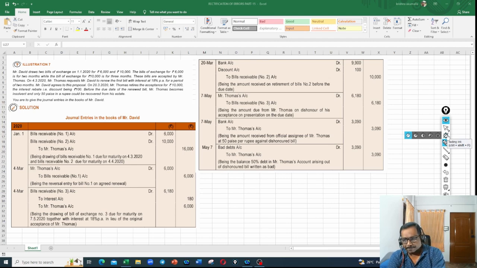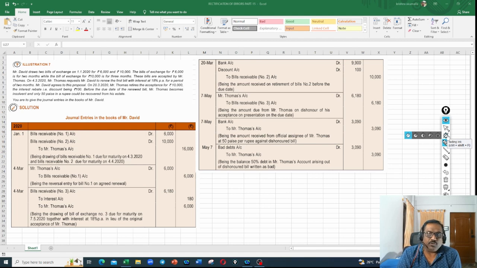As soon as they say he requests to renew the bill, the first bill has to be dishonored. Don't forget this point. As soon as he says, I'm not in a position to pay, can you please renew this bill? The minute the word renew the bill comes, that means the old bill will get dishonored. So you should not forget to write a dishonor entry. After that, you need to post a renewal entry. Mr. David agrees to the proposal, so they started dishonoring the old bill and writing the new bill.